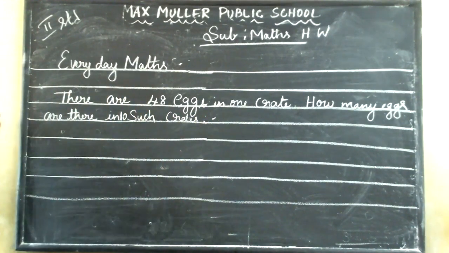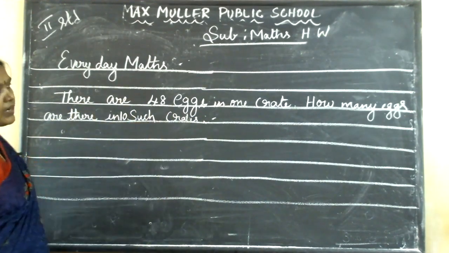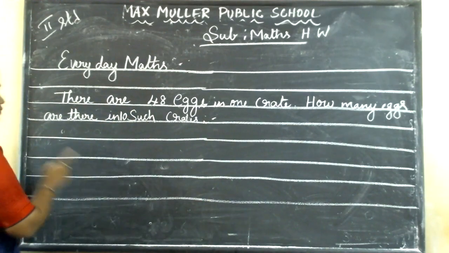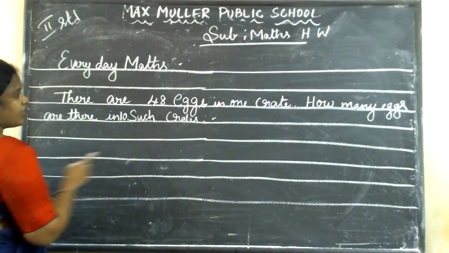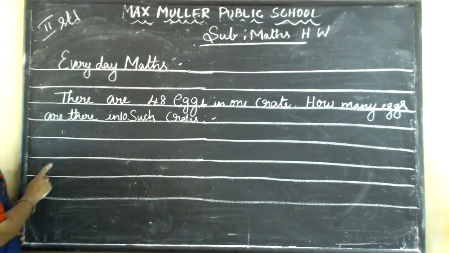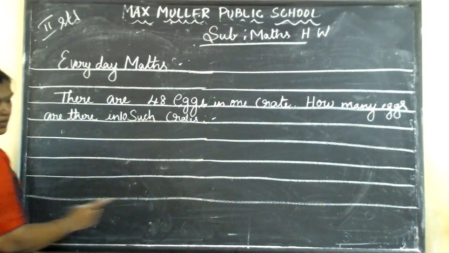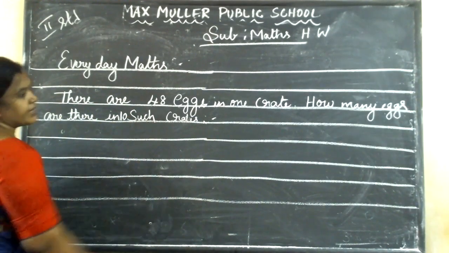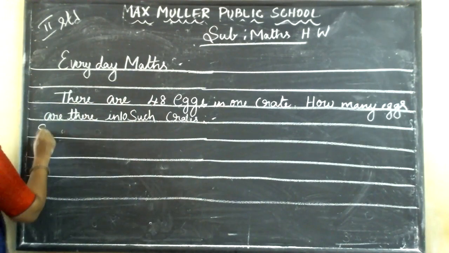Understood, children? You want to write the solution also. You want to do the sum also. See, there are 48 eggs in one crate means you want to write number of eggs in one crate. How many eggs are there in 10 crates means number of crates. After that, total number of eggs. This you want to write.